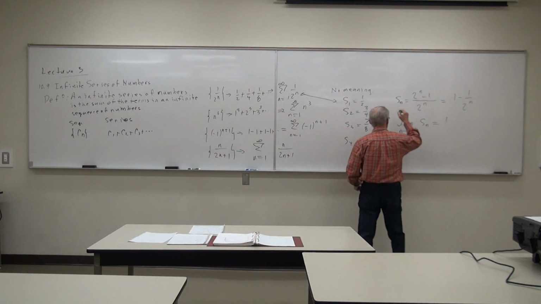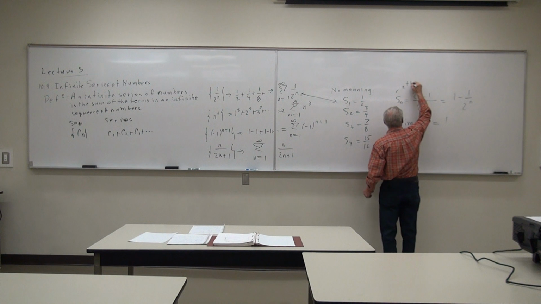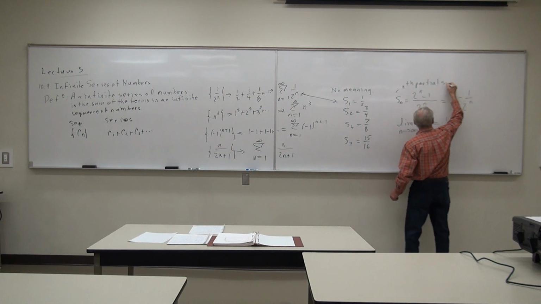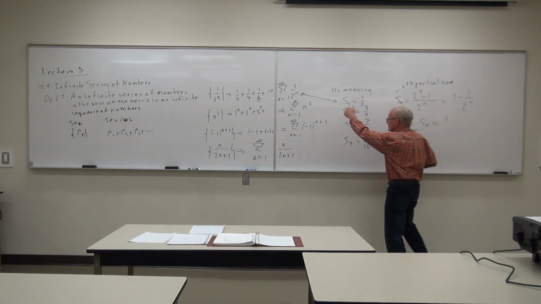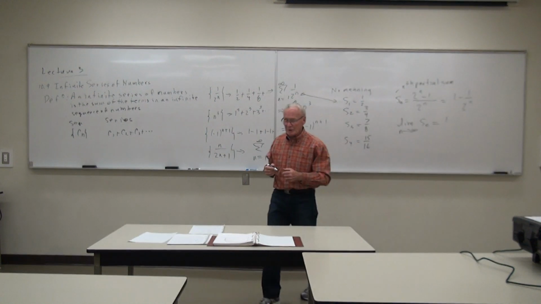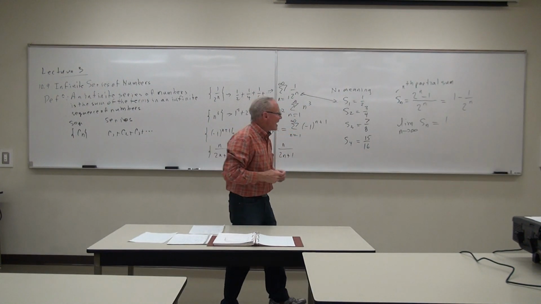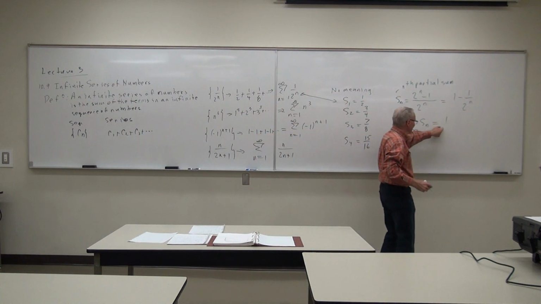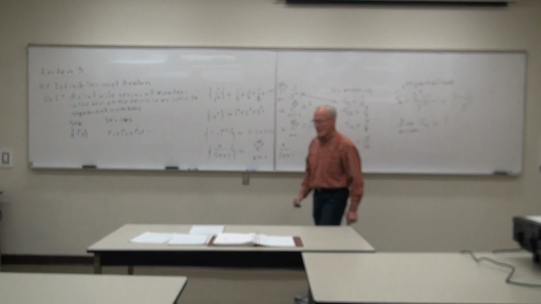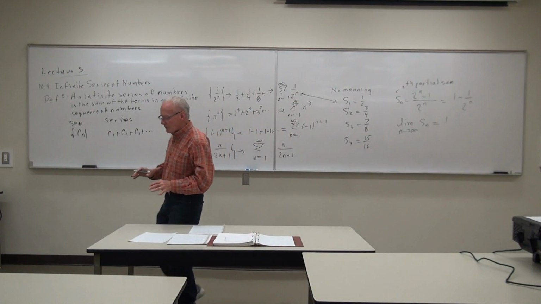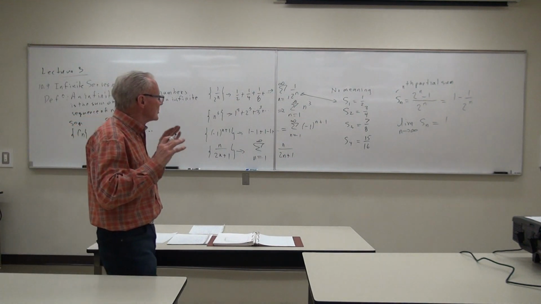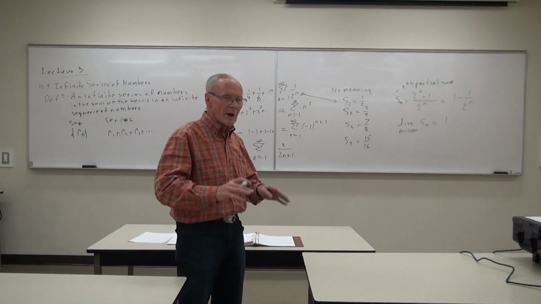We actually call these, this is called the nth partial sum. It's the sum of the terms of the series up to including the nth one. And we've shown the limit of the sequence of partial sums is 1. That the more and more terms we gather together, the closer and closer the sum gets to 1.